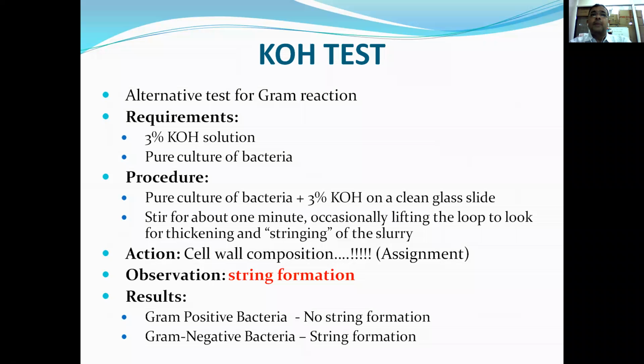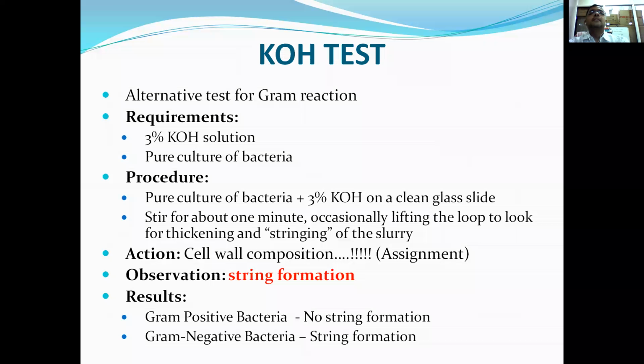For performing this test, you require 3% KOH solution. This is important, you have to remember it along with the percentage, because 3% KOH, 10% KOH and 40% KOH are the three concentrations of KOH generally utilized in microbiology for identification of bacteria. So 3% KOH is used in the KOH test, and sometimes it may be asked in your exam. Along with a pure culture, these are the two things required to perform the KOH test.